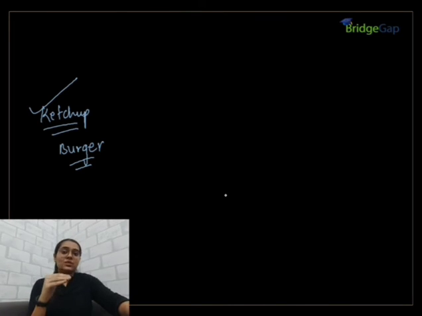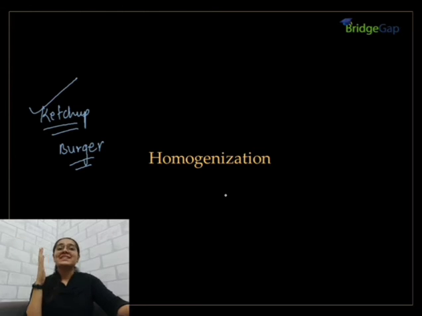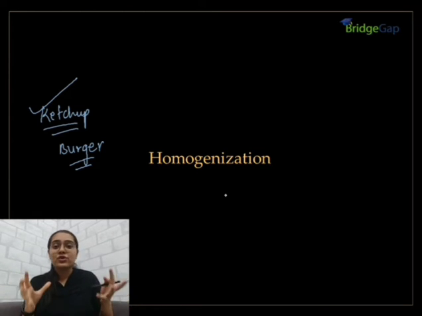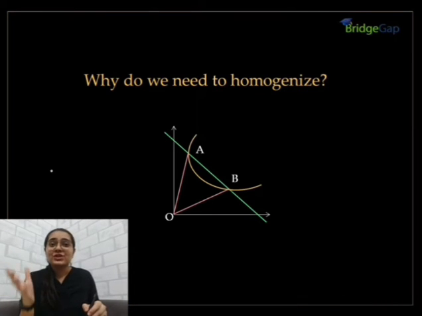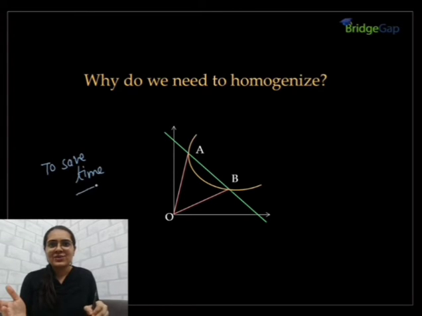And what is that ketchup? What is that direct method called here? That direct method is called homogenization. That is our topic for today. What is homogenization and why do we need to do it? Now, if you ask me the shortest answer to this question, I will say to save time. Isn't it? That's why we are buying the ketchup, right?